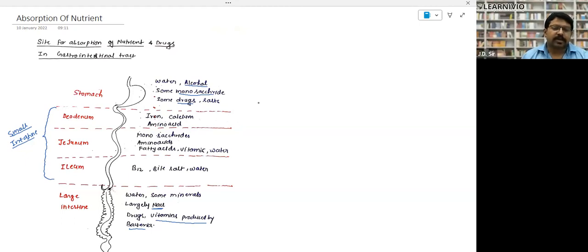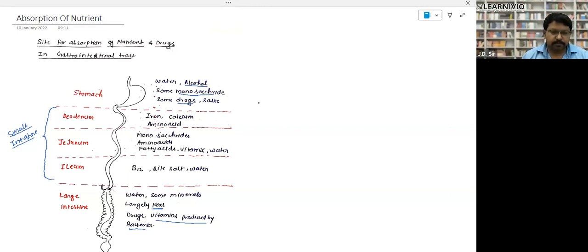When we come to the large intestine, we know it does not participate in the digestion part. Its sole work is absorption only. It does not want water to go as waste, so it converts liquid waste into solid waste, right? So it absorbs lots of water, some minerals, and largely salt is absorbed over here. Drugs and vitamins produced by bacteria are also absorbed at this part. Is that clear, Martin? Yes, sir. Okay.